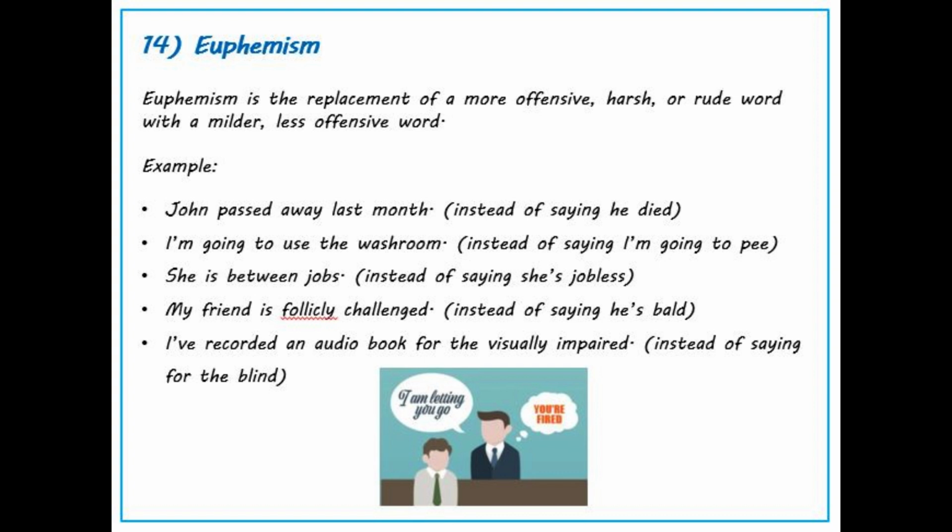The next figure of speech is euphemism. Euphemism is the replacement of a more offensive, harsh, or rude word with a milder, less offensive word. For example, John passed away last month. We could say he died, but instead of saying he died, we are saying John passed away. So, passed away is a euphemism, a more respectable way of saying someone died.